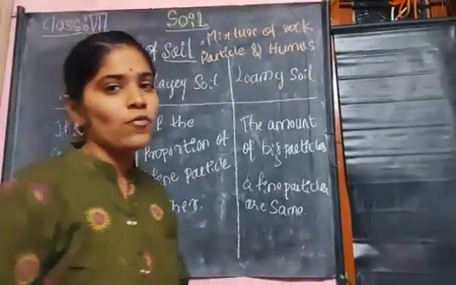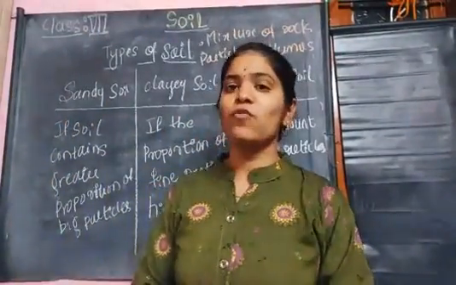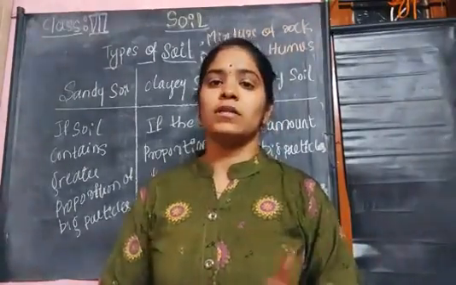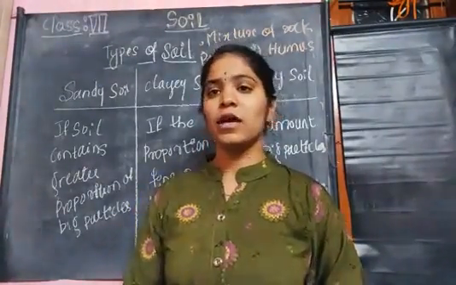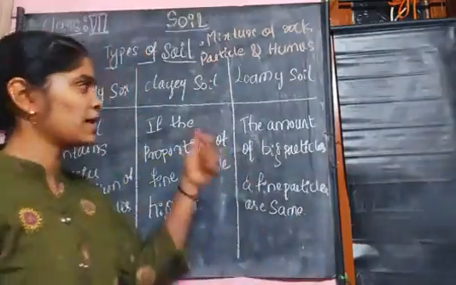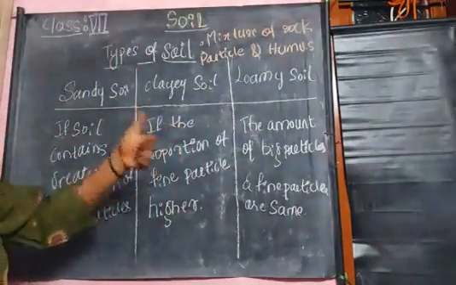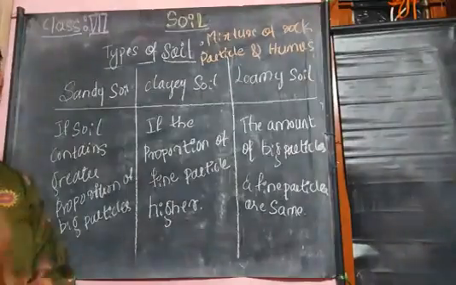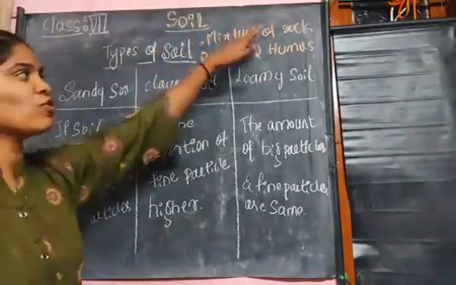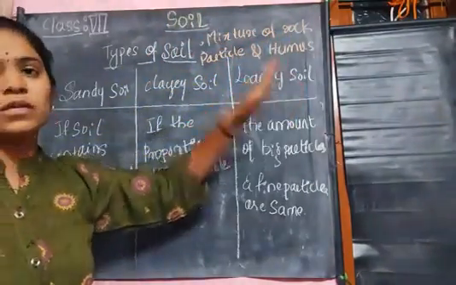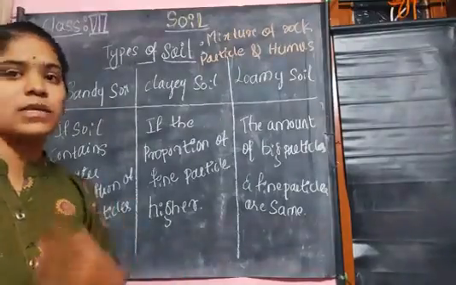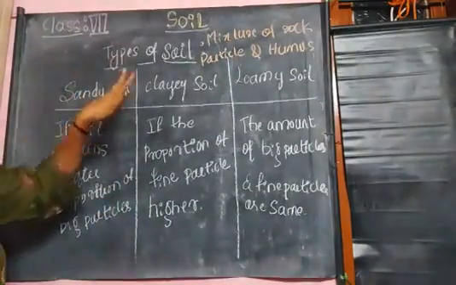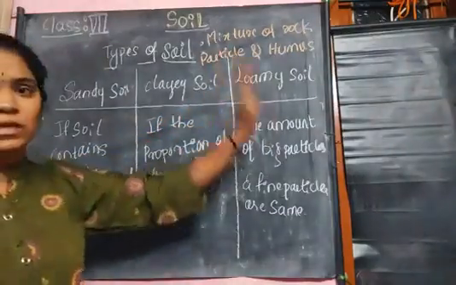The weathering of rocks will produce a different variety of soils. Of these, the 3 types are sandy soil, clay soil, and loamy soil. Here I have written the 3 different types of soils. So what is called soil? It is the mixture of rock particles and humus that we generally call soil. The first type is sandy soil, then clay soil, and then loamy soil.